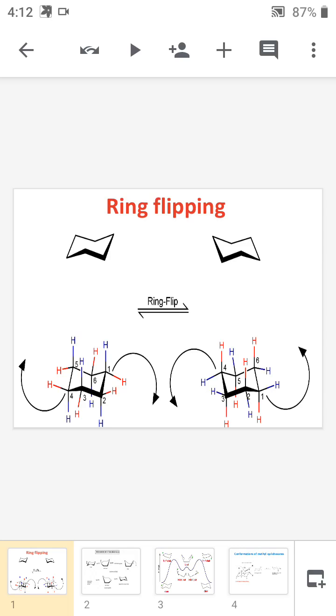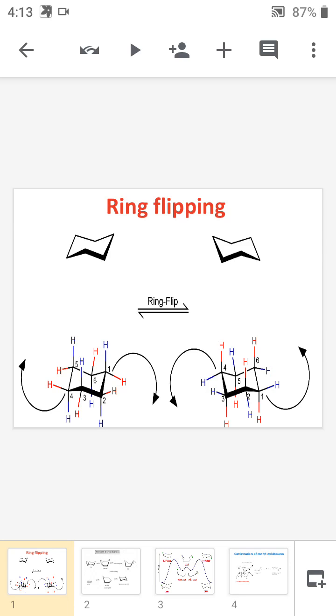See here, I have shown the red color hydrogen for the C1 carbon atom, which is in the equatorial form in the left hand conformation of the chair form, whereas on the right hand side it is in the axial position. So this is mainly due to the flipping. In the first chair form the C1 carbon atom is in the upward direction, and during flipping it is in the downward direction, whereas the C4 carbon atom in the first conformation is downward, and during flipping it is upward.